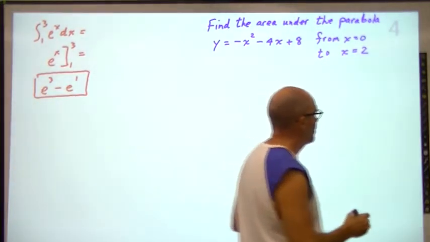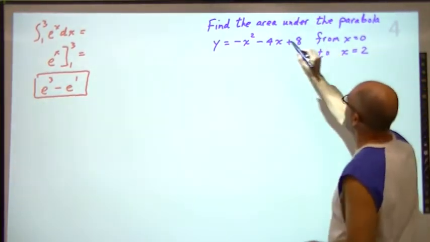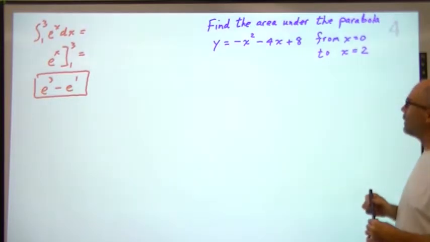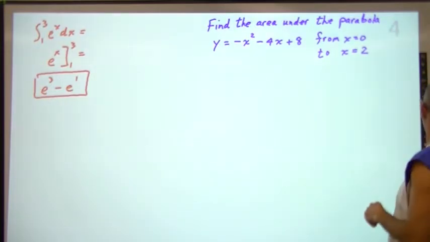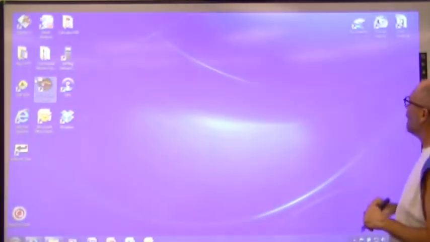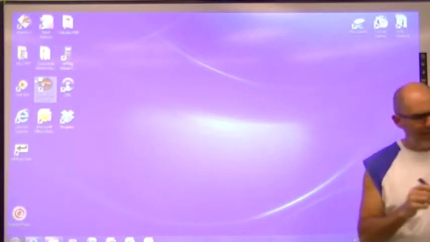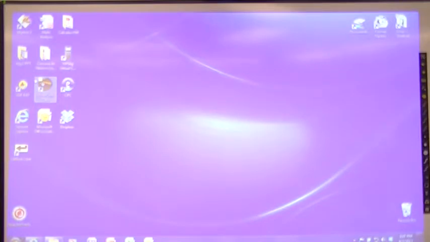All right, now we've got a parabola here. We want the area under that parabola. Let's just look at what that looks like. We'll pull out our Desmos.